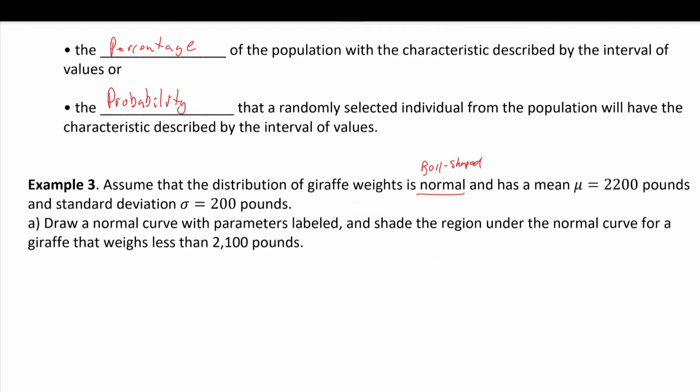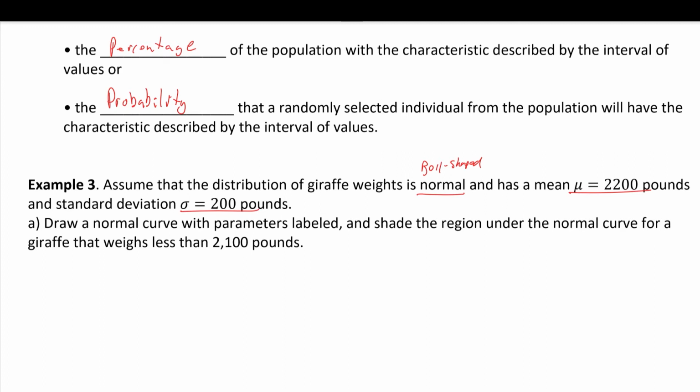And we know that the mean weight is 2,200 pounds, and the standard deviation is 200 pounds. So the average spread is 200 pounds from that mean. It says draw a normal curve with parameters labeled and shade the region under the normal curve for the giraffe that weighs less than 2,100 pounds.